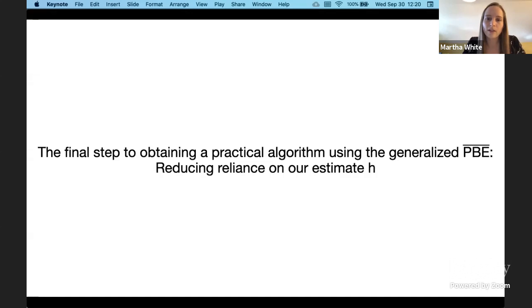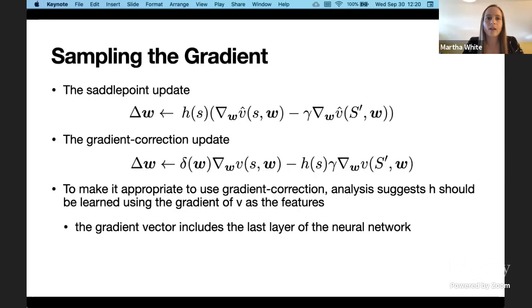So we have what I think is a reasonable choice for the objective for nonlinear value estimation. And then to make it practical, there's one other important point: when we're sampling this gradient for this objective, we want to make sure we are not too reliant on how accurate our estimate H is. There are two different types of strategies that people typically use for the linear projected Bellman error to get a sample of the gradient. One is this saddle point update, and the other is this gradient correction update.